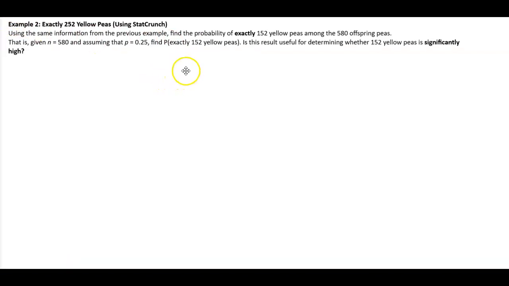In our previous example, we were able to find the mean and the standard deviation. Let's go ahead and do that again. To find the mean, we take n times p, the sample size, which is 580, times p, which is 0.25, and that gives us a mean of 145. To find the standard deviation, we take the square root of n times p times q, where q is equal to 1 minus 0.25, which is 0.75. So we take the square root of 580 times 0.25 times 0.75, and that gives us a standard deviation of 10.4283.